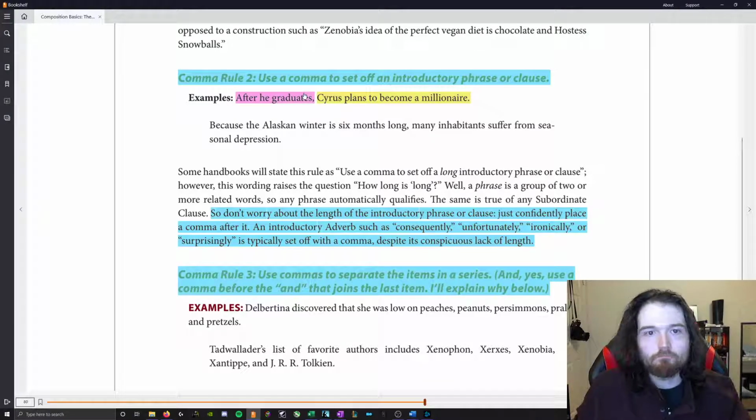Comma rule number 2. Use a comma to set off an introductory phrase or clause. This is something that a lot of you guys have problems with. Here, check this one out. After he graduates, Cyrus plans to become a millionaire. So you can see that the introductory clause is separate from the sentence. Cyrus plans to become a millionaire. We have a subject, a verb, and the direct object over here.